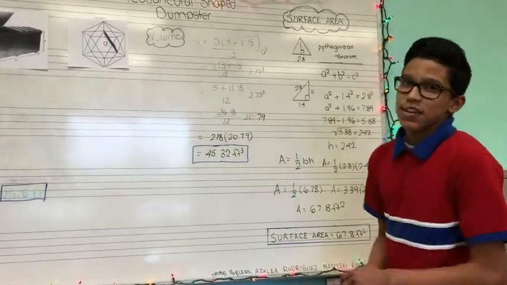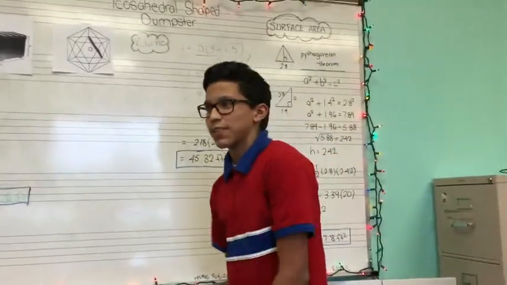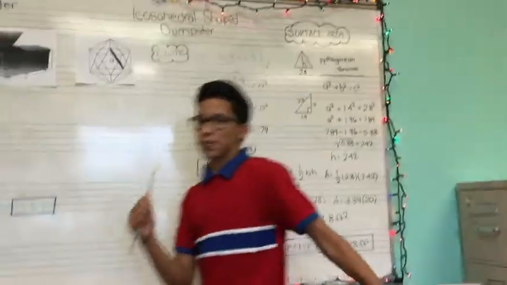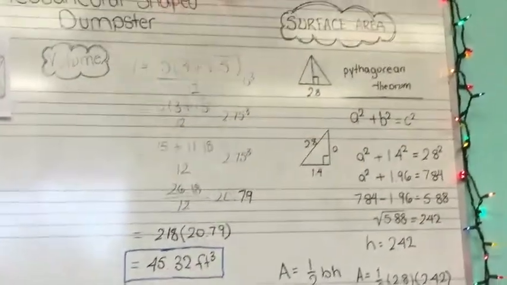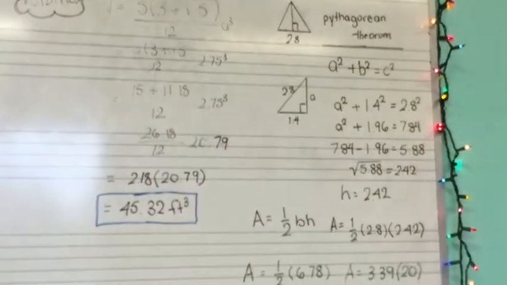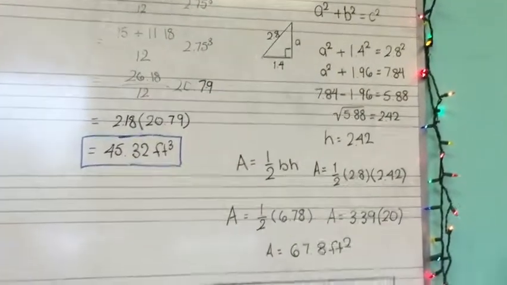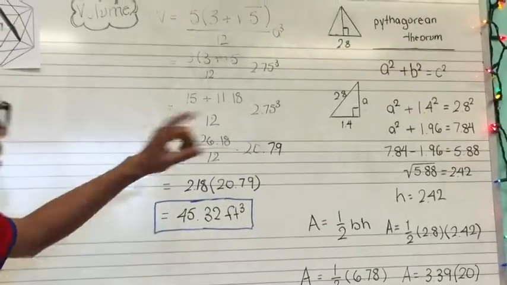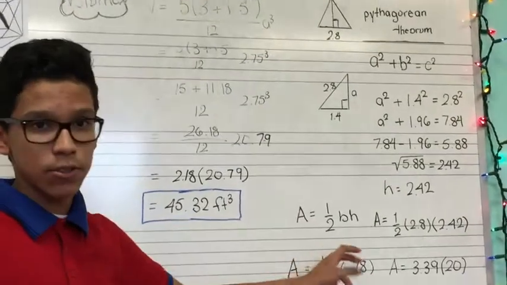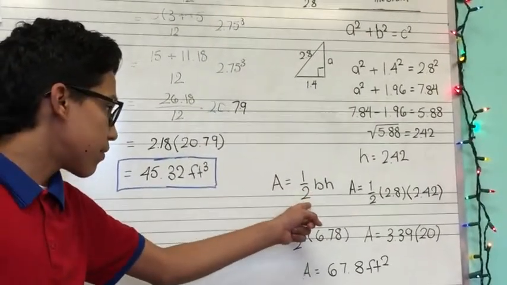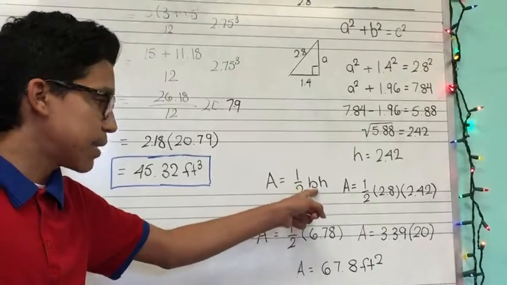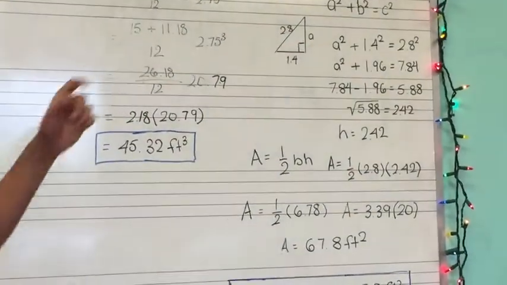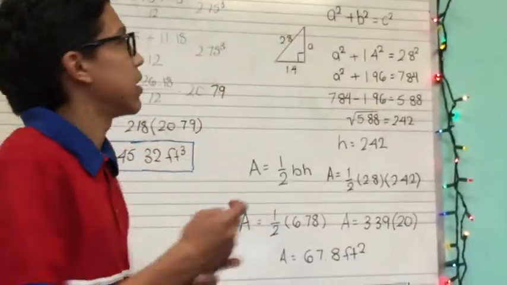Now we have to find the surface area. In order to find surface area, the icosahedron is made up of 20 equilateral triangles, so you have to find the surface area of one and just multiply that times 20. But we don't have the height in this case, because the formula for the triangle is one half times base times height. So we have to use the Pythagorean theorem to find the height, because all we have is the length of the base.